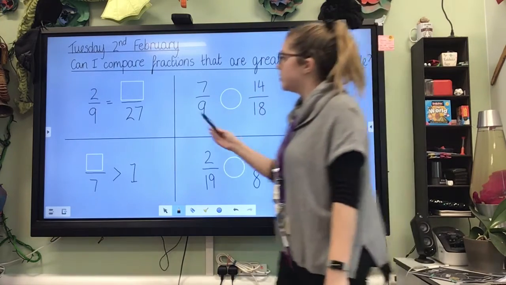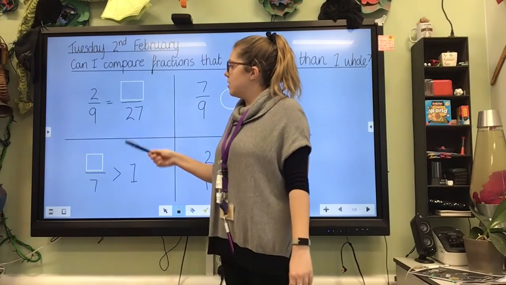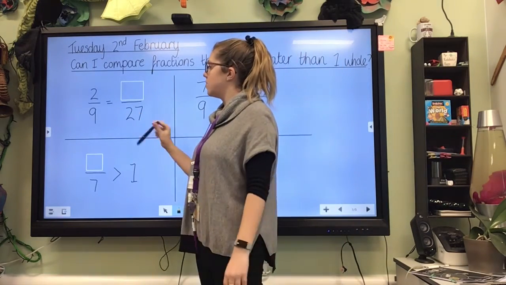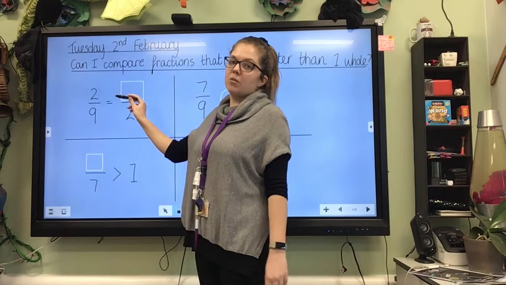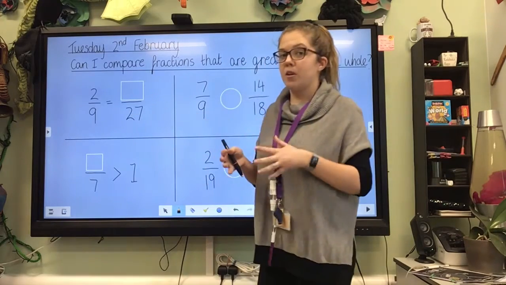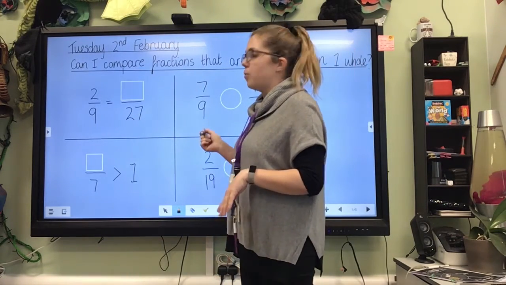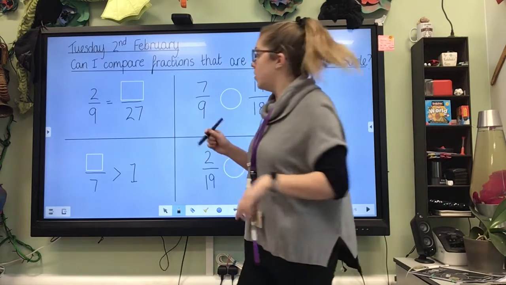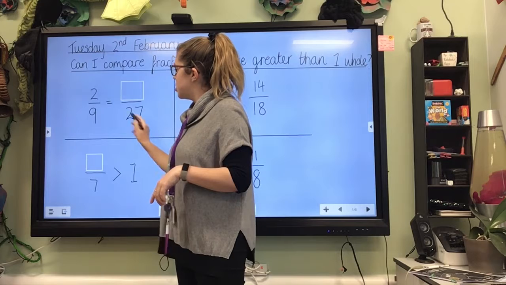So first we've got 2/9 is equivalent to how many 27ths? That's what this question's asking us. The equal sign in the middle tells us that these fractions are equivalent, or mean the same. So what do we have to do to work out equivalent fractions? We need to convert them, don't we? So we need to look at the relationship between the numbers we've got.